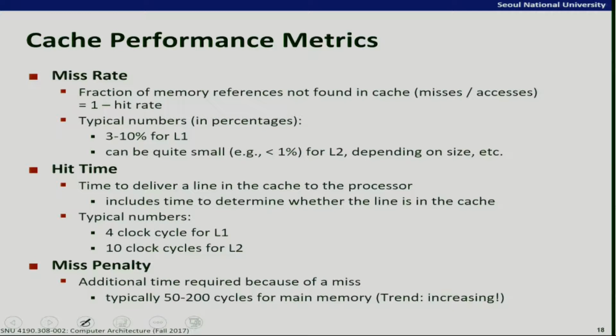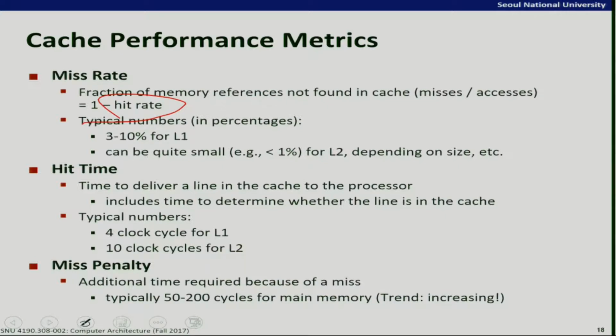Okay, so miss rate is defined as the fraction of memory references not found in the cache, right? The numerator is the number of cache misses, and the denominator is the number of accesses. So you divide the misses by the total number of accesses, and this is 1 minus the hit rate. And 1 minus the miss rate is the hit rate, right? Typically it's given as a percentage.